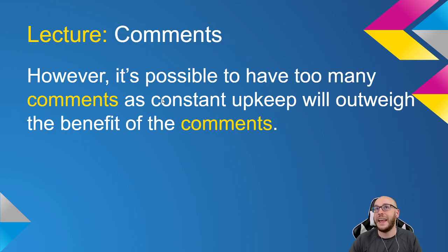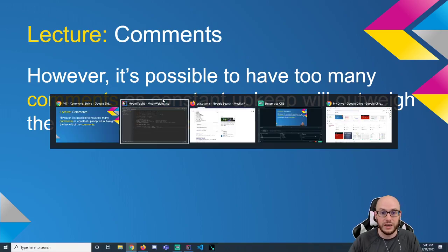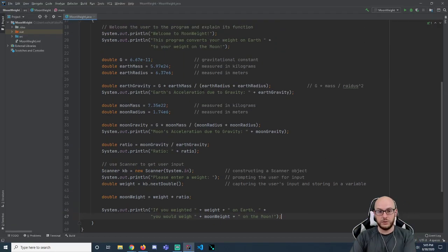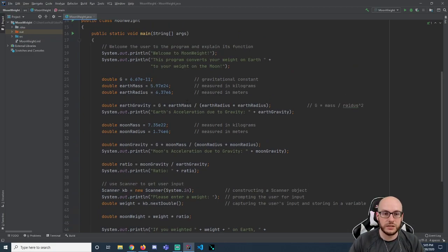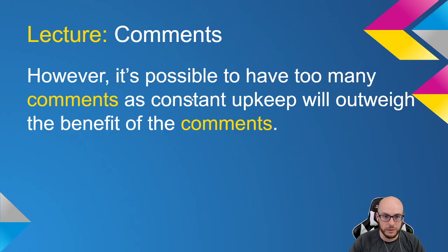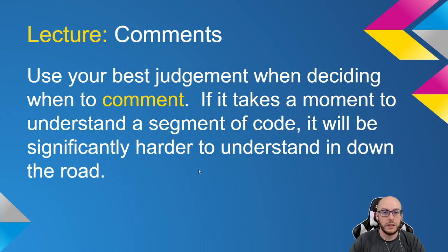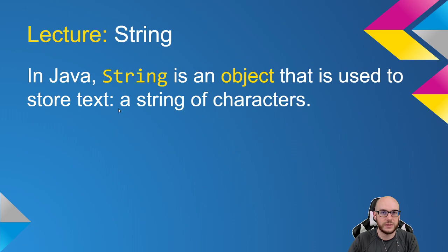I don't want to comment every single thing. For one thing, that starts putting a lot more text on your screen, but then you have that constant upkeep as well. So my rule of thumb is at least 5, but just don't go ridiculous with it. Ultimately, you want to use your best judgment. If it takes a moment to understand a segment of code, then, as you're coding, if something is difficult and you got to come up with a tricky solution, it's worth commenting. It's going to be way harder down the road. Okay, so that's comments. Again, my rule of thumb is 5.